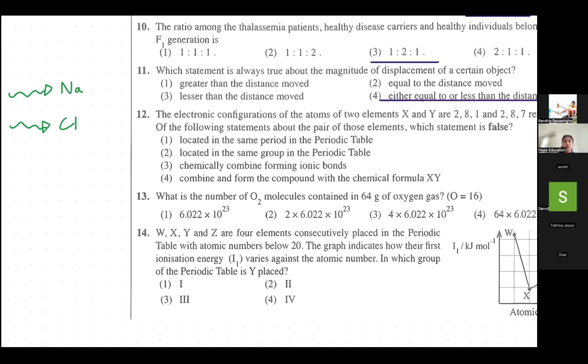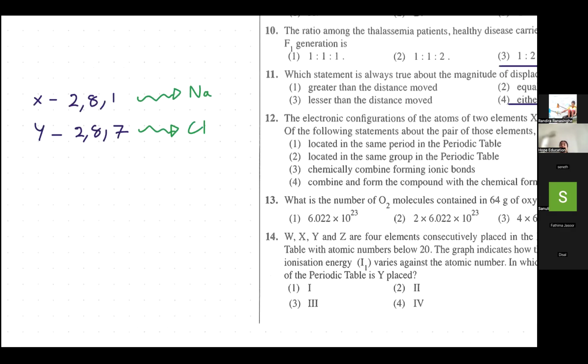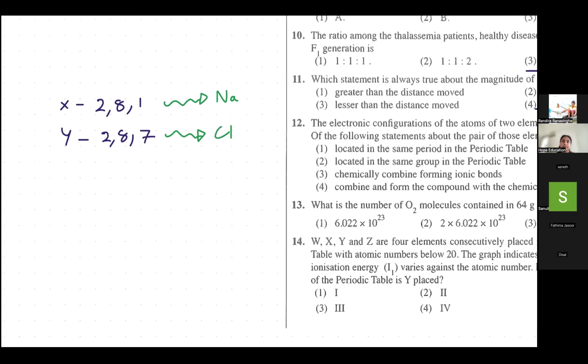We are asked for the false one. Located in the same period in the periodic table. Are sodium and chlorine present in the same period? Yes, third period. Located in the same group. Are they in the same group? No. Sodium is in the first group, chlorine is in the 7th group. Chemically combined, forming ionic bonds. Is it true? Do sodium and chlorine form ionic bonds? Yeah.